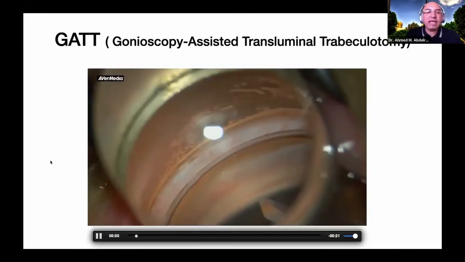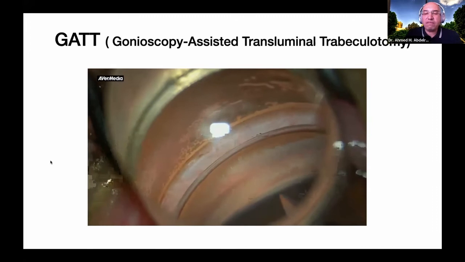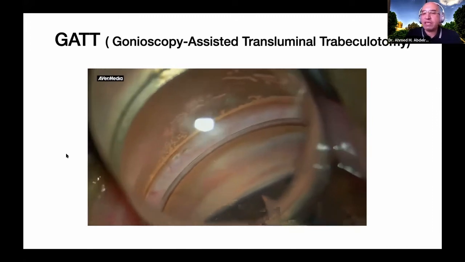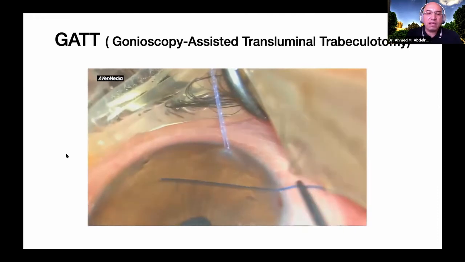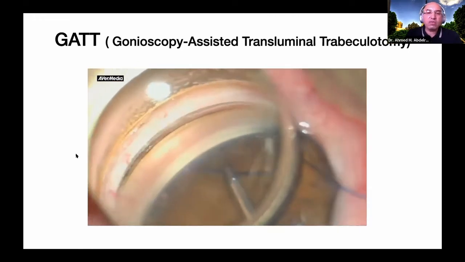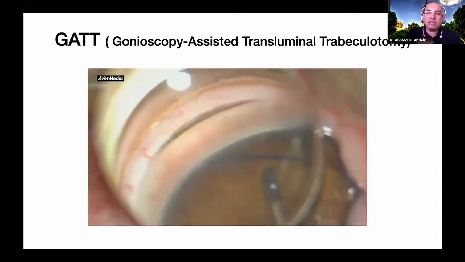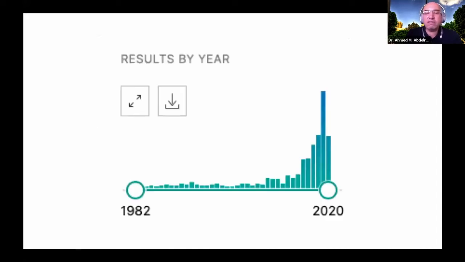And then this is the GATT procedure, and we are very familiar with the GATT. We cut the trabecular meshwork and introduce the suture circumferentially, Prolene 5-0. MIGS are generally indicated in mild to moderate glaucoma, and especially when added to phacoemulsification.